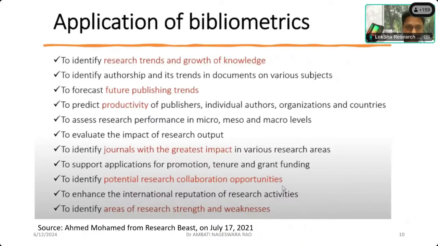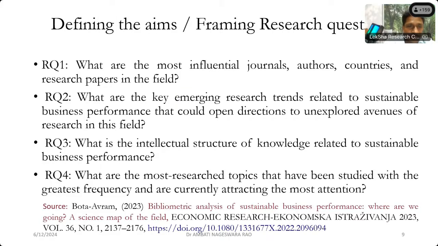Now, I mentioned that there are 11 to 12 ways one can write research objectives. But as a researcher, you're going to decide whether you want to write only 3, 4, or 5 objectives. It depends on the purpose of your study. It's not compulsory to take all 11 applications of bibliometrics here. For example, this particular scholar, Bota, included only 4 research objectives, but each is very broad. Third one is, what is the intellectual structure of knowledge related to sustainable business performance? What are the most researched topics that have been studied with the greatest frequency and are currently attracting the most attention? This can be your research objective as well.